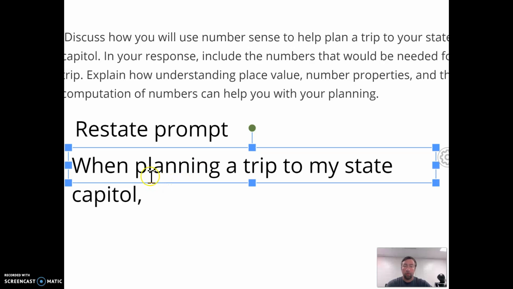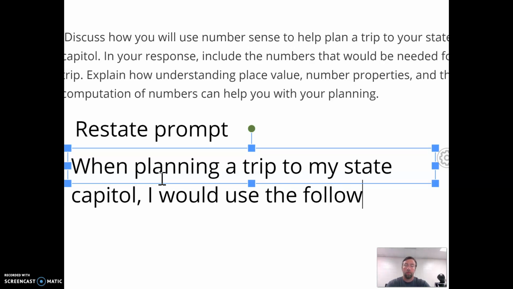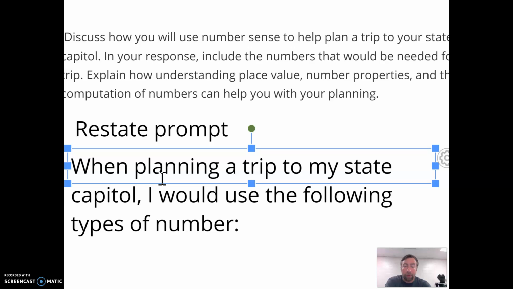I think I did capital. No, I spelled it like they spelled it. Okay. Planning a trip to my state capital, I would use the following types of numbers. This one's kind of a tough one to restate just because of the way it's written, so I'm doing it the best I can. I'm going to use this and then use a colon to talk about it.